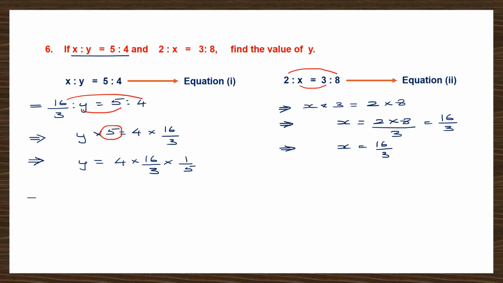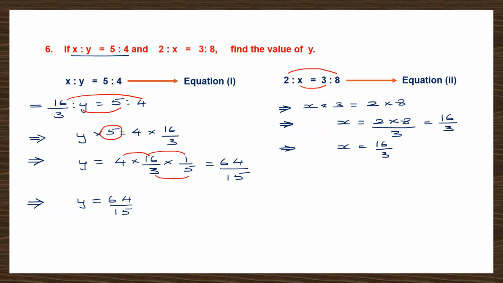Now let's find the value of y. Is there something that we can cancel? As you can see, there's nothing that we can cancel. So we're going to multiply the numerators. 4 into 16 is 64. 64 into 1 is 64. And let's multiply the denominators. 3 5s are 15. So 64 by 15. So y is equal to 64 by 15.